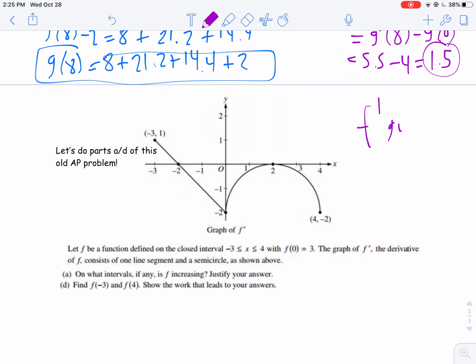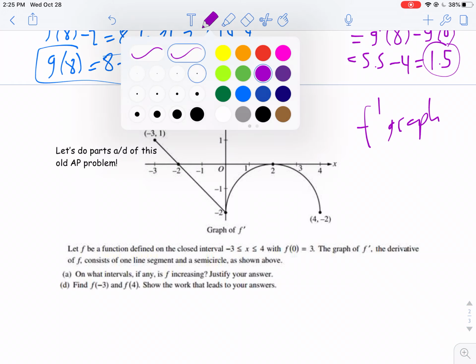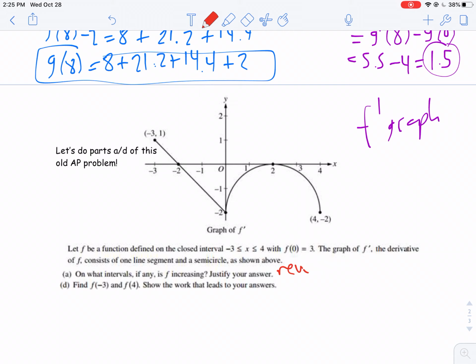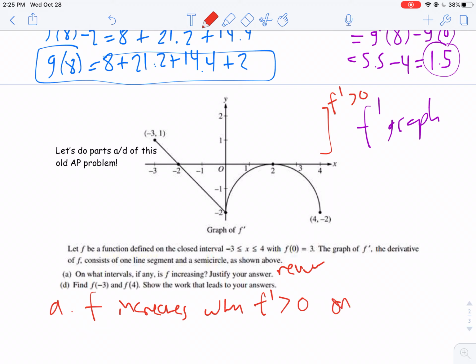You guys remember this chapter, very exciting. You might remember this from your test. I think we used this picture. Okay, so part A of this says, on what intervals is f increasing? That's review. So just to remind you, f increases when f prime is a positive number. That just means f prime is a positive number when we're above the graph. So that happens here on the interval from -3 to -2.